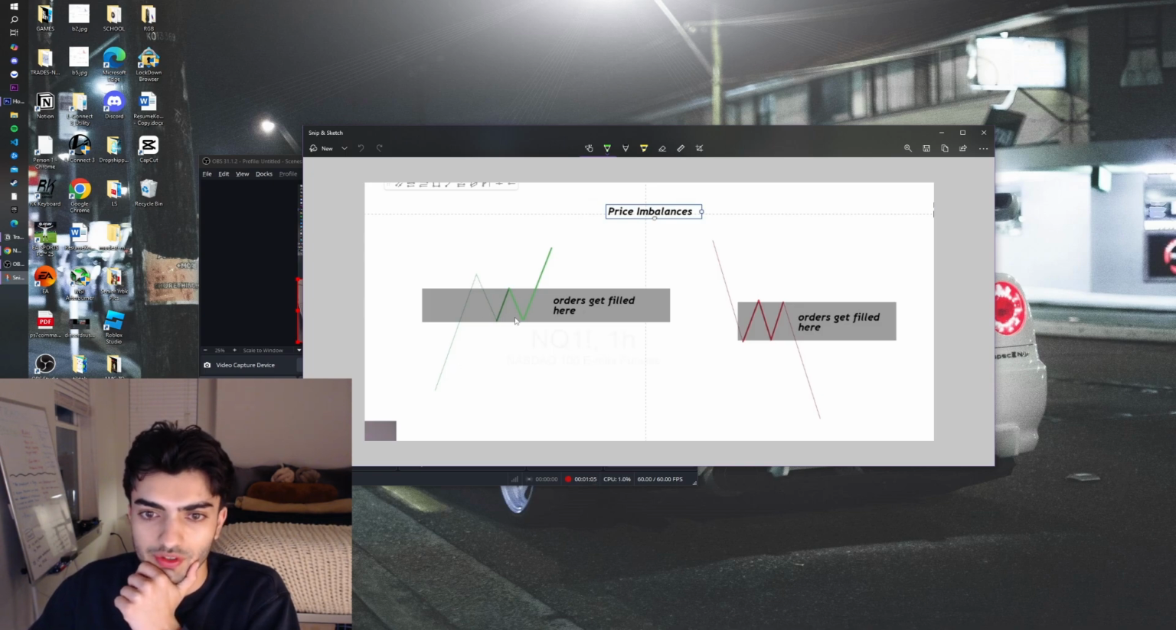That gap will get used to fill orders before price keeps moving up in its original direction. The same way on a dump, you'll get an imbalance. You'll have orders get filled in that region before having a sharp move back down.